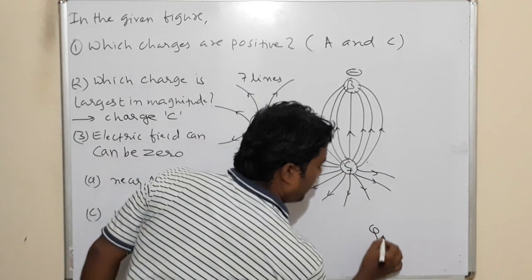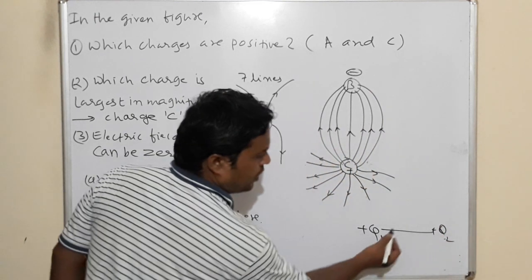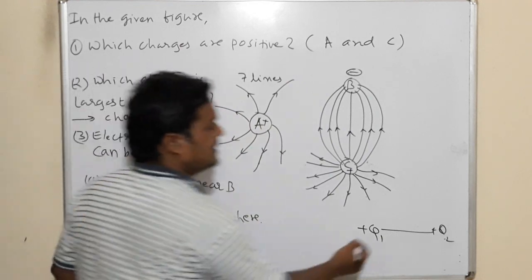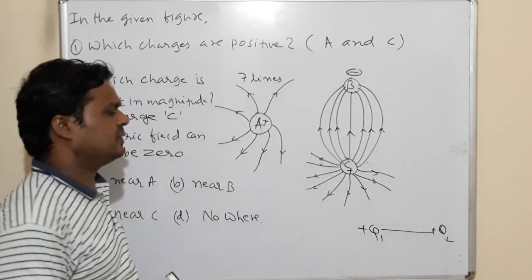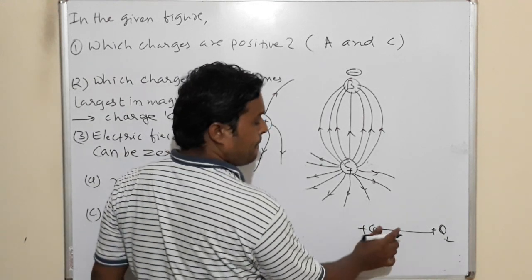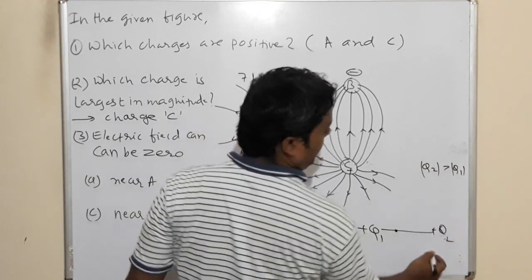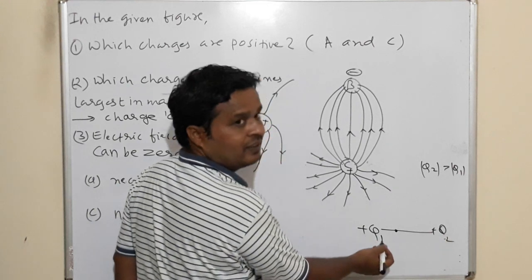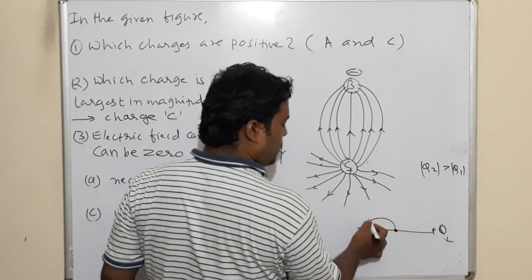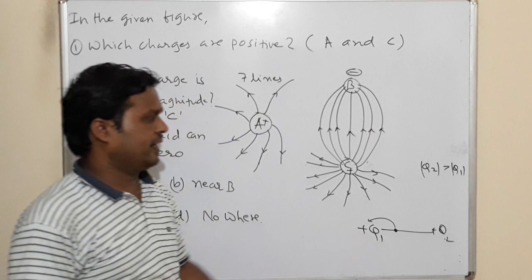I also told that if it is a system of two like charges, then the neutral point lies in between, and it is closer to which charge? The charge which is smaller in magnitude. See, the neutral point means the point where the electric field can be zero. If Q2 magnitude is more than Q1, the neutral point will always exist closer to the charge of smaller magnitude.